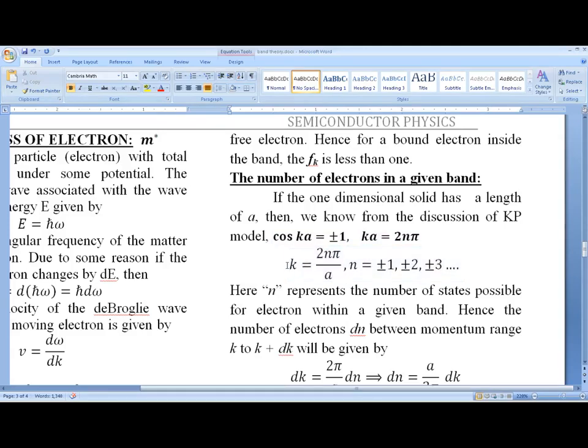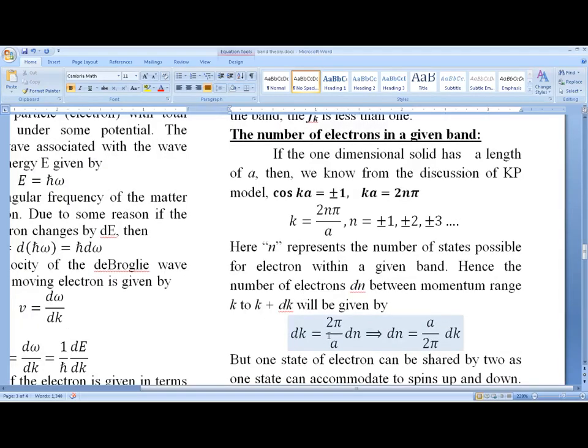dk is actually the smallest change in the momentum of the electron indirectly, and dn is the number of electrons within a range n to n plus dn. So this n is actually representing the possible states of electrons within a given band. For the time being, let's treat it as a mathematical variable. This k is given by this expression, and dk is going to be 2 pi by a times dn, or dn is equal to a by 2 pi times dk. So this is the number of electrons in a given band through an infinitesimal dn.